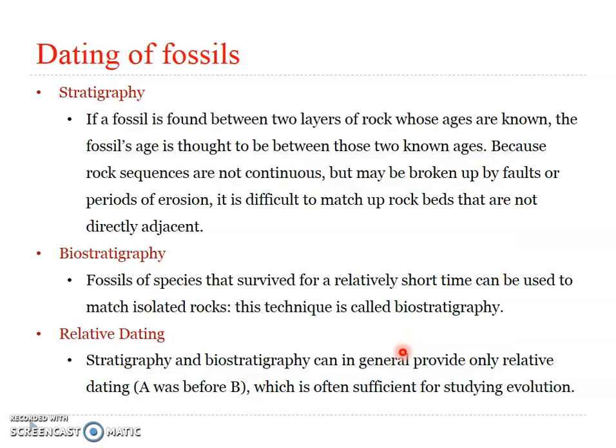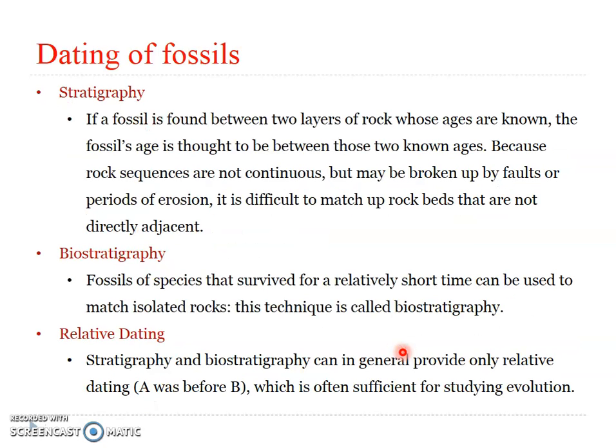Now we can go to fossil dating. So what is fossil dating? Fossil dating is the dating of fossils, or what we can say as finding out the actual age of the fossils. How can we do it? There are two main types, that is relative dating and absolute dating.